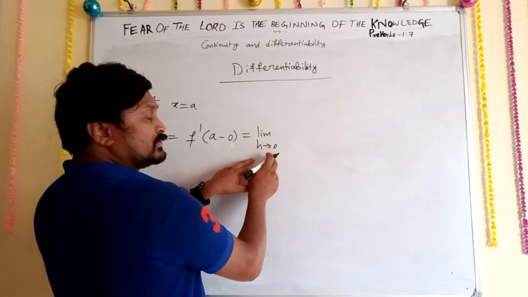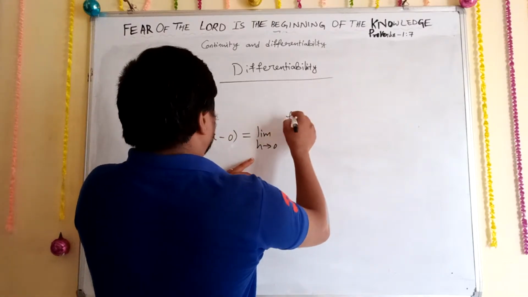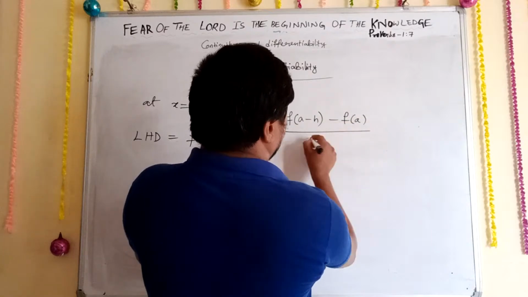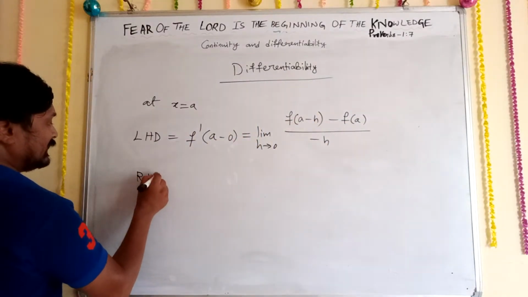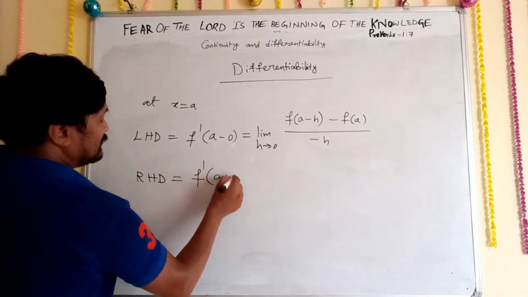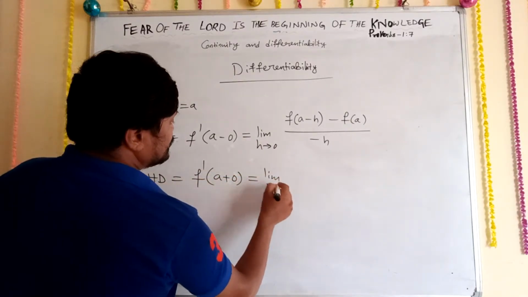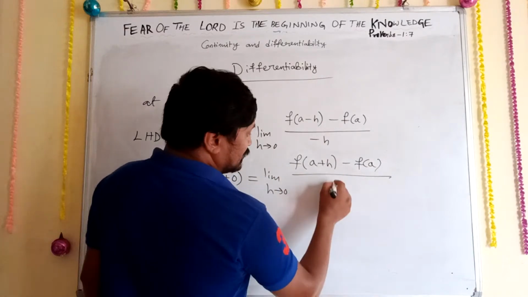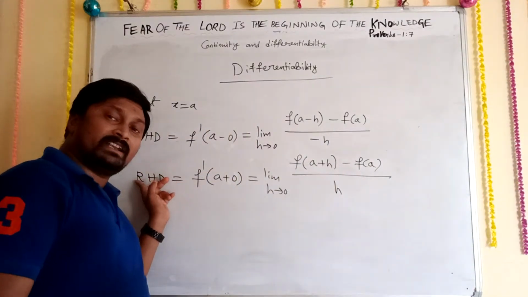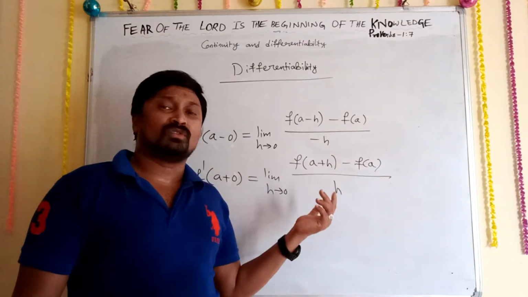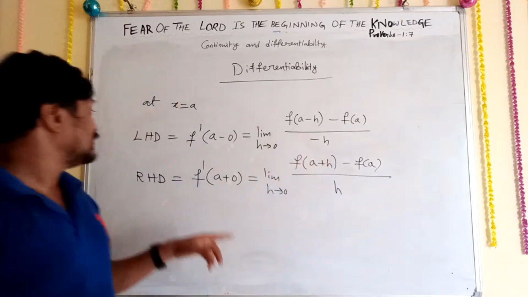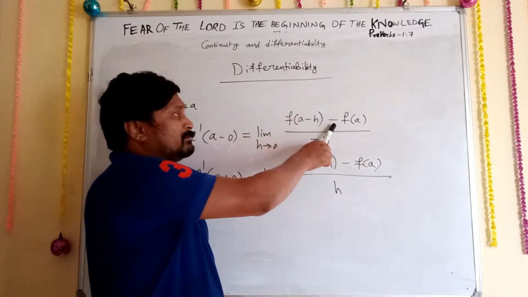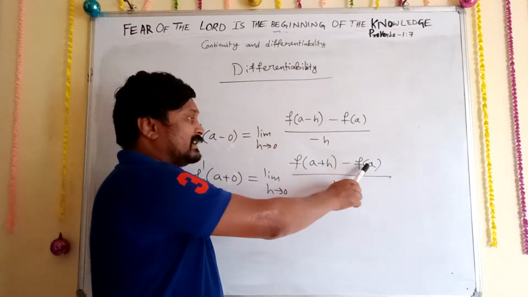Right, limit h tends to 0, f of a minus h minus f of a upon minus h. And the right hand derivative is equal to f dash of a plus 0, limit h tends to 0, f of a plus h minus f of a upon h. See here, when it is the right hand derivative, you write plus h. But here it is minus h for the left hand derivative. Only that part you have to remember. The remaining is normal. It is f of a minus h minus f of a upon minus h, and f of a plus h minus f of a upon h.